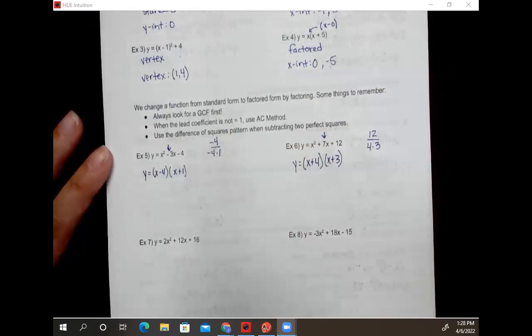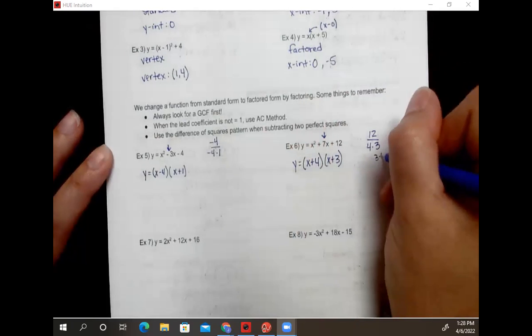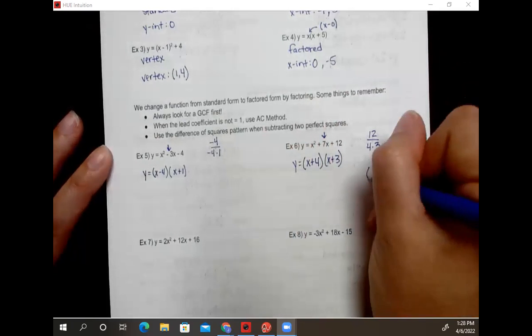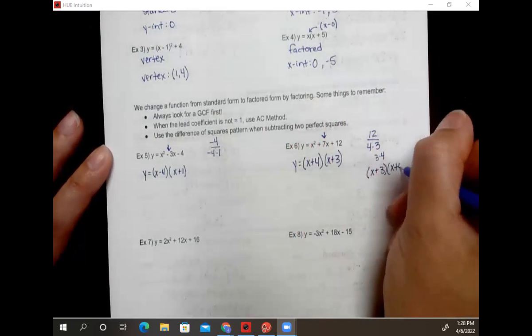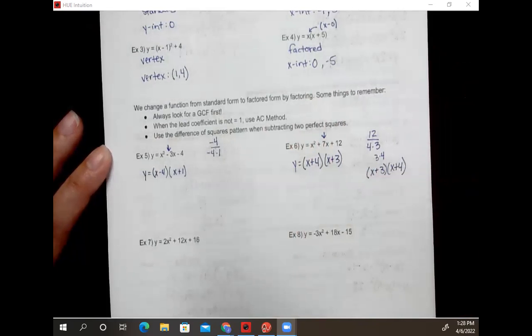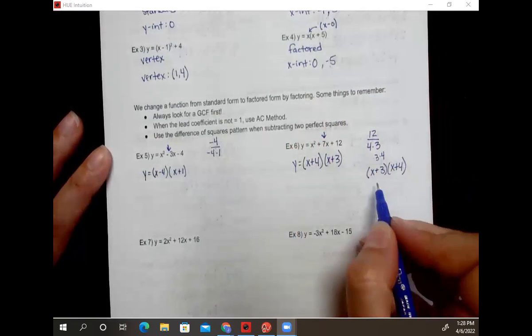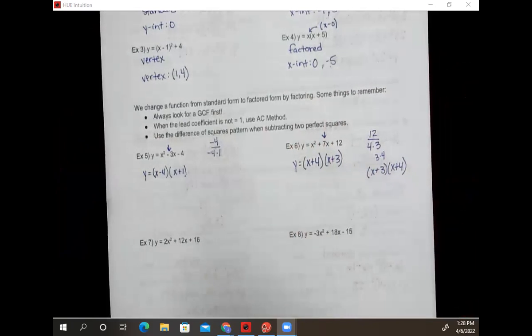Now, on your paper, if you thought of this as 3 times 4, and you said my factored form is x plus 3 times x plus 4, you are absolutely correct. That's the same thing. Remember, the order of the factors is not important. As long as you've got x plus 3 and x plus 4, you're good.